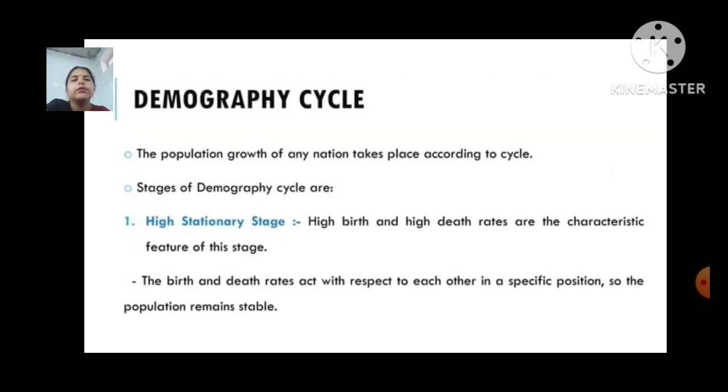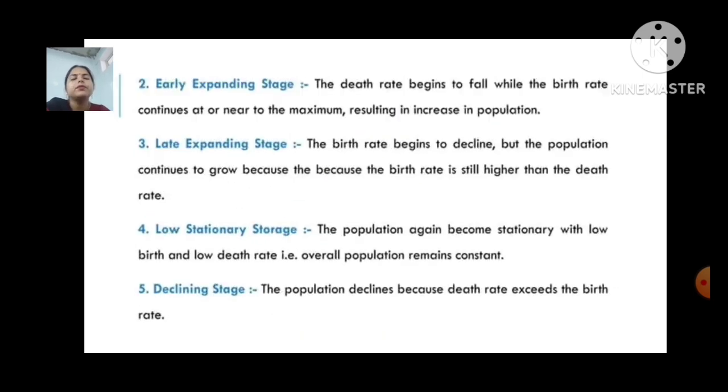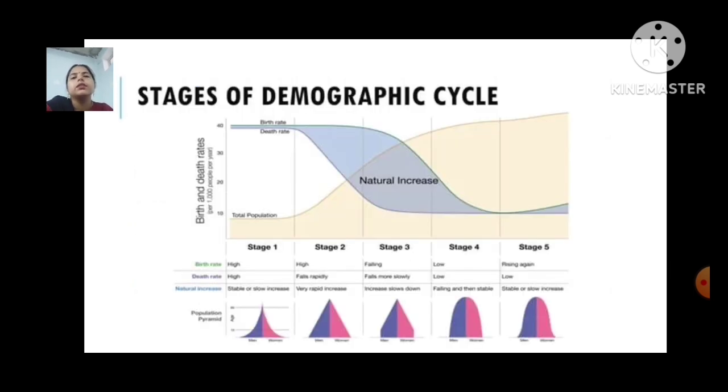So there are 5 stages of the demographic cycle: high stationary stage, early expanding stage, late expanding stage, low stationary stage, and the declining stage. This is the graph for the stages of the demographic cycle.